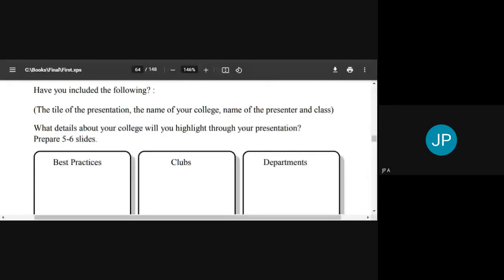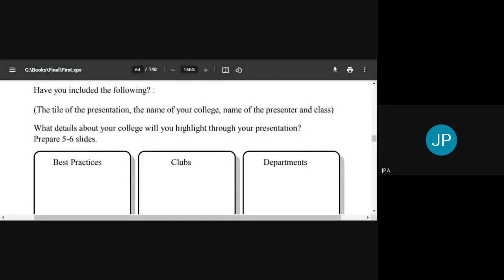How does our polytechnic differ from other polytechnics? So we have certain systems, where we follow certain systems which make us better than most of the other polytechnics. For example, we may have certain facilities which other institutions may not have. All these things can be listed under best practices.